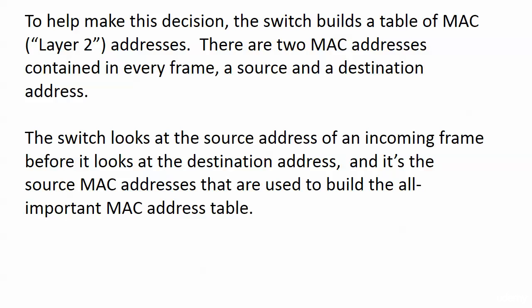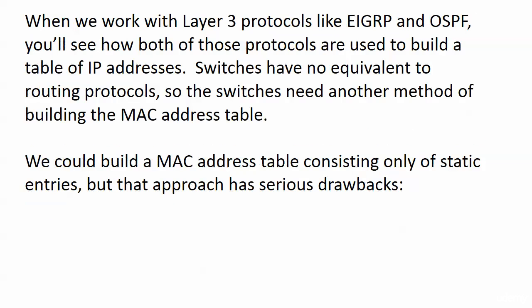But to help make this decision, the switch builds a table of MAC addresses, those layer 2 addresses. And as we know, there are two MAC addresses contained in every frame, a source address and a destination address. Now, you might think the switch would look at the destination address first, and that's how this table gets built. But actually, the switch looks at the source address of an incoming frame first, before it even considers the destination. And it's the source MAC addresses that are used to build that all-important MAC address table.